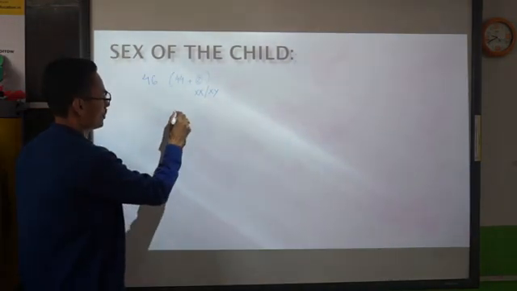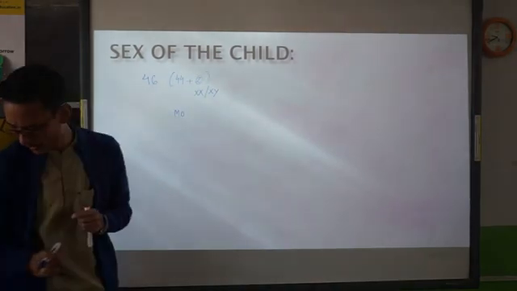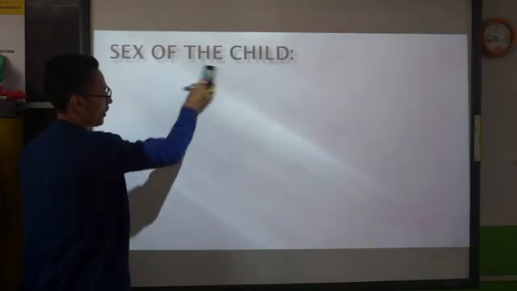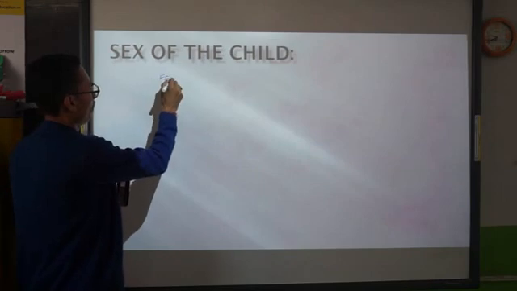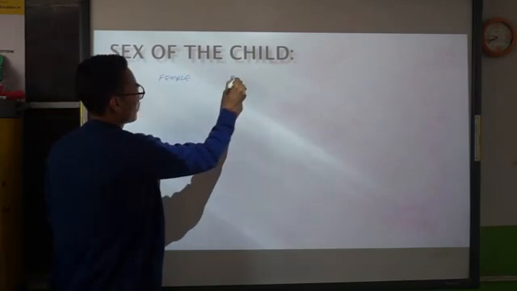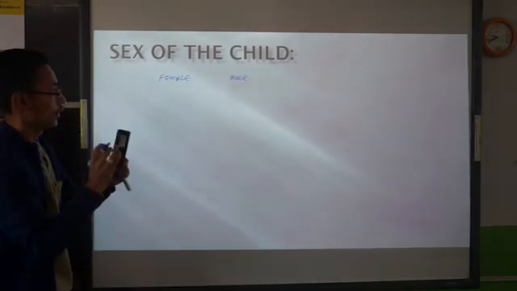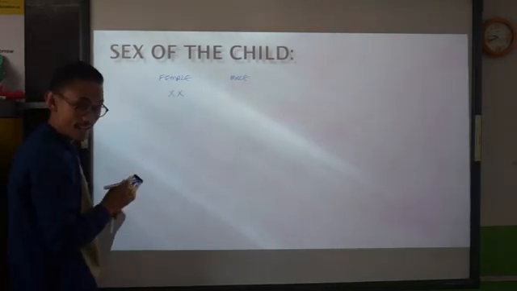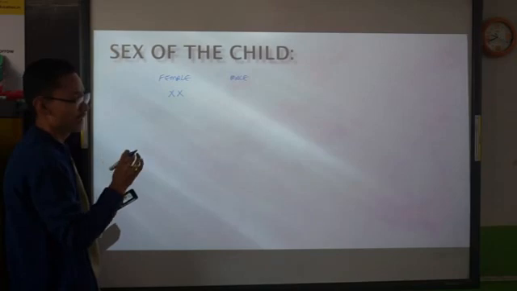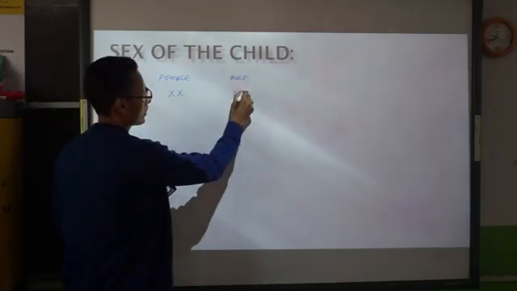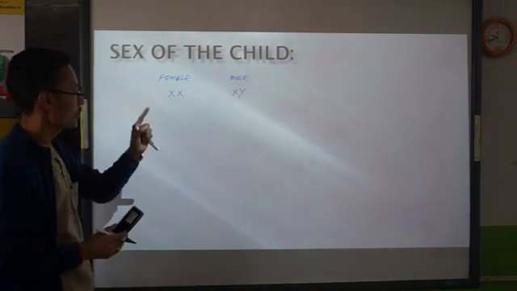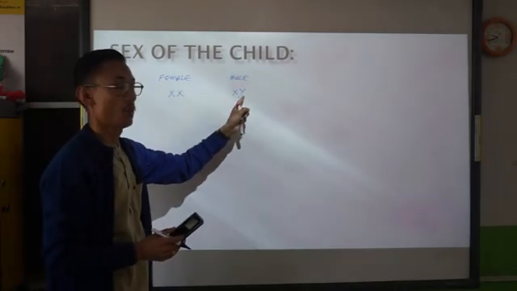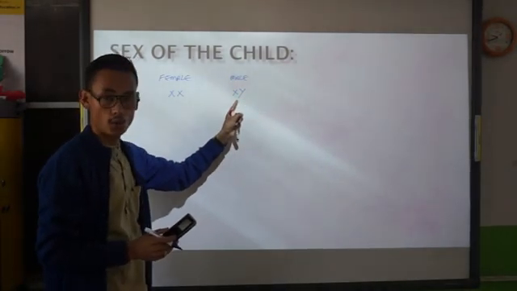Since in human beings the reproduction is of sexual type, that means it involves 2 parents. So we'll write over here the female parent and the male parent. The sex chromosome of the female is XX, and in case of male, the sex chromosome is XY. Clear? Y denotes the male chromosome.